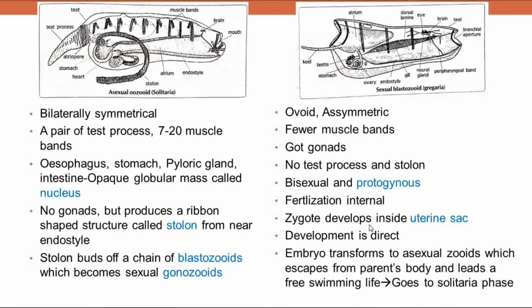Then the zygote develops inside the uterine sac of the body of the blastozoid. Development is direct, without a larva. The embryo transforms directly into asexual zooids. The embryo of this sexual blastozoid will transform directly into asexual zooids, which escape from the parent's body and lead a free-swimming life outside. That is what is called the solitaria phase. That's why it is said that they have alternation of generations, alternation of the asexual generation with the sexual generation.